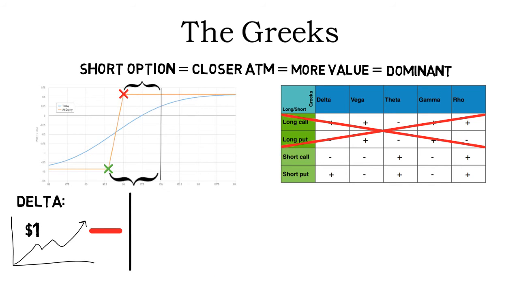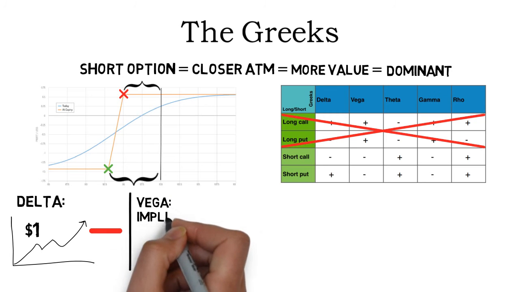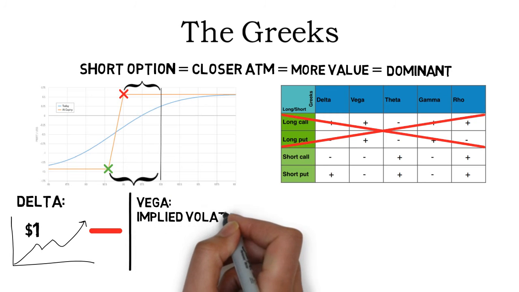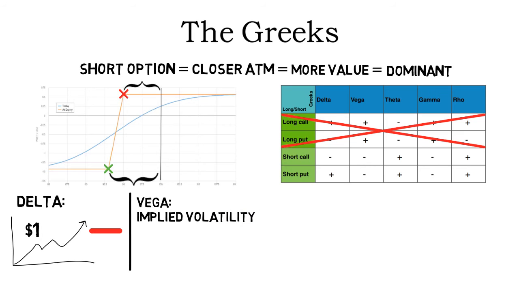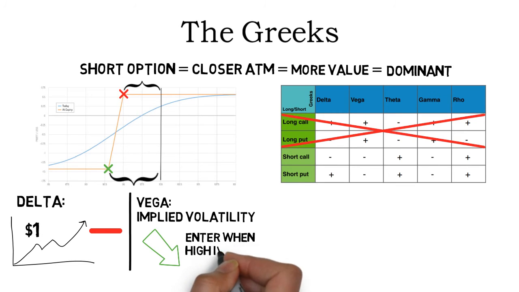The impact of the remaining Greeks is the same for both short options. Vega measures the change of the option's price for a move in implied volatility, or IV. A minus indicates a loss of value in short options for a rise in implied volatility. This also means that short options and credit spreads profit from a drop in implied volatility. Therefore, it is ideal to open credit spreads in times of high implied volatility.